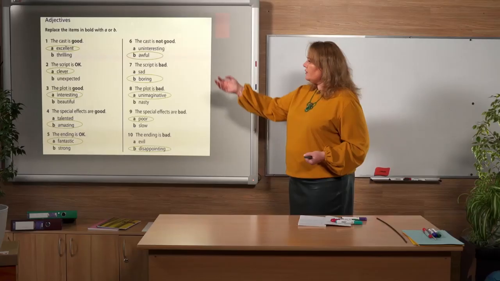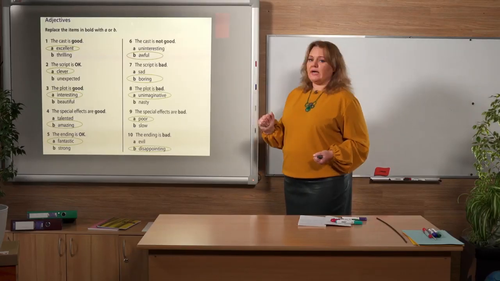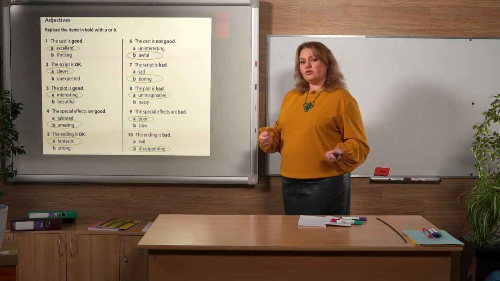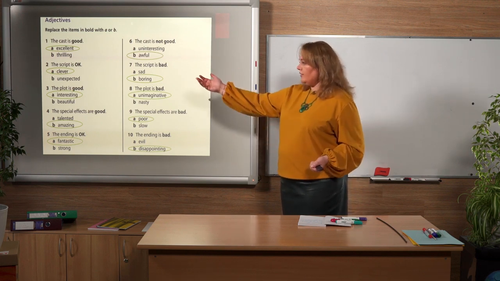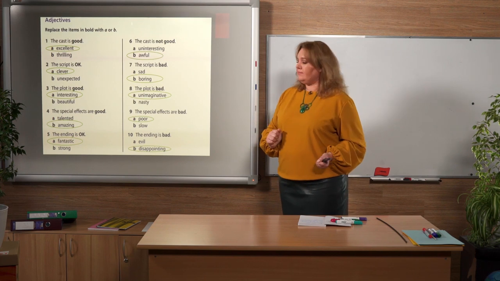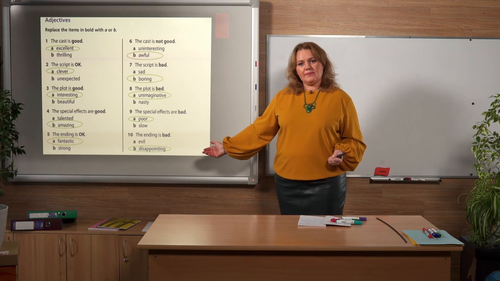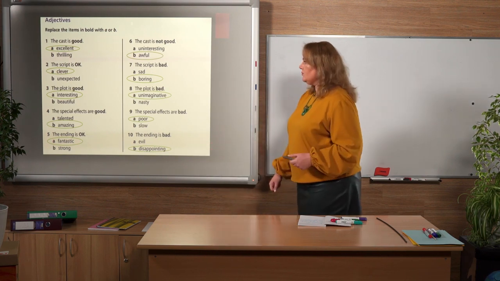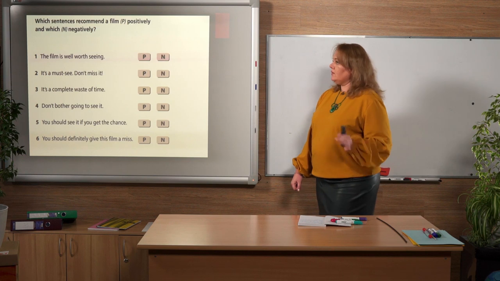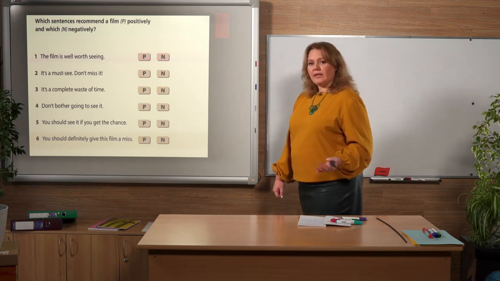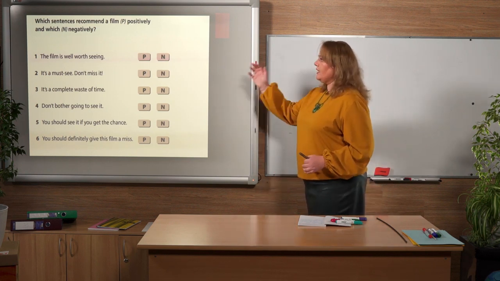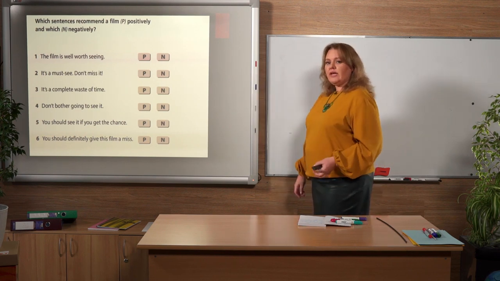In this case, you are going to demonstrate that your vocabulary is really strong. So, the script is okay or the script is bad. Again, in order to improve, you can say the script is clever or the script is boring. And the same with plot and special effects and the ending. Now, let's go with different phrases to recommend the film. So positive and negative. And let's create 2 pools, positive pool and a negative pool.